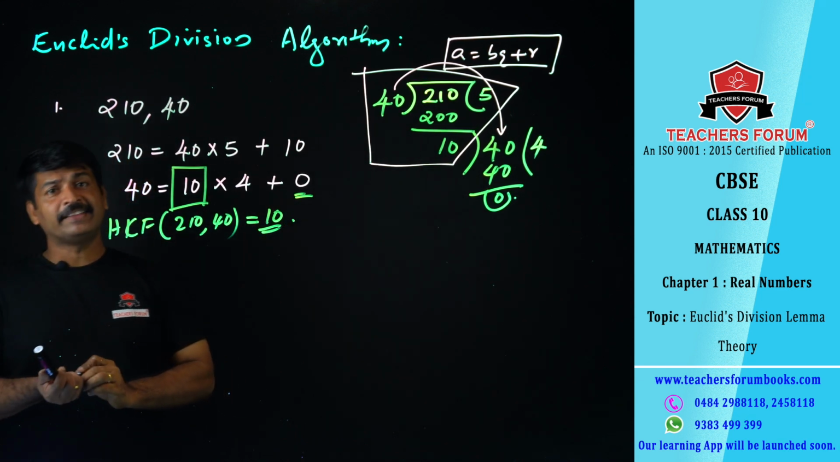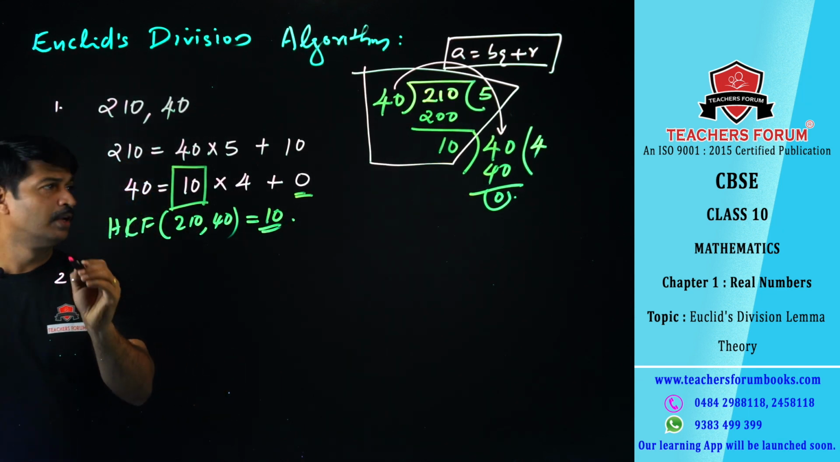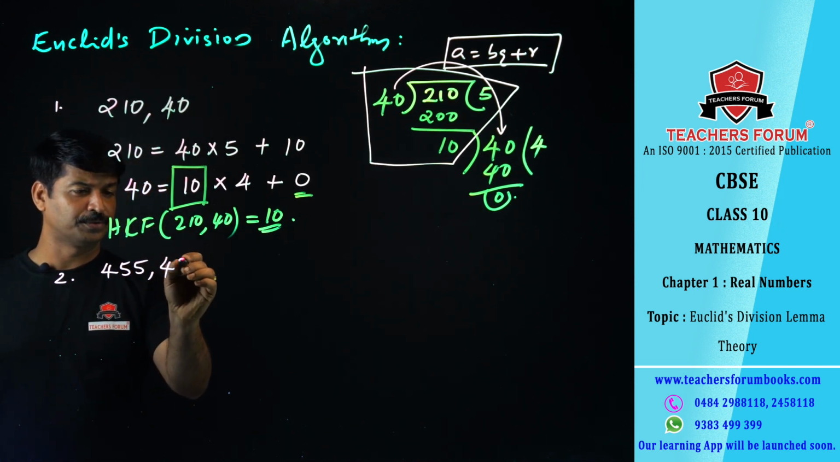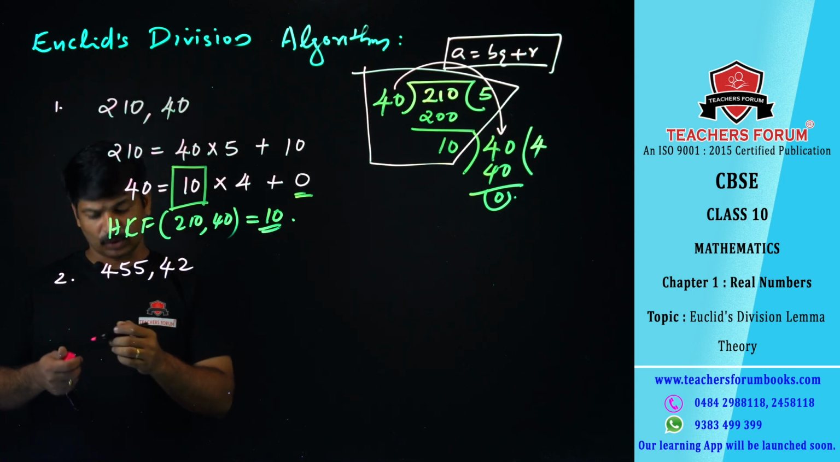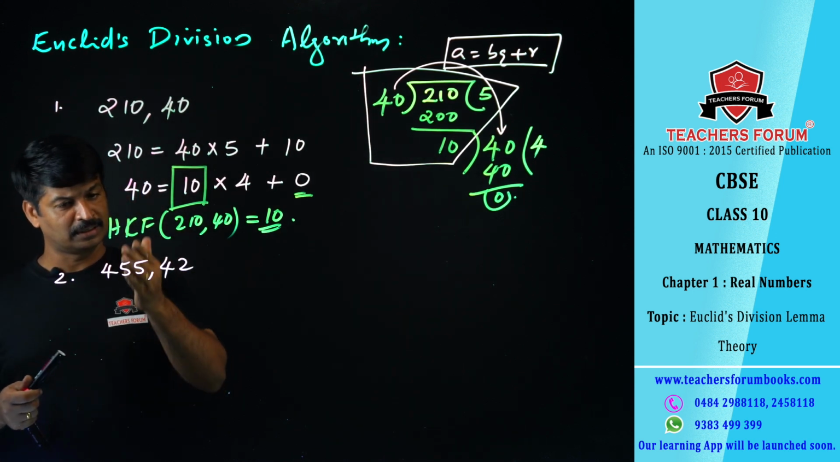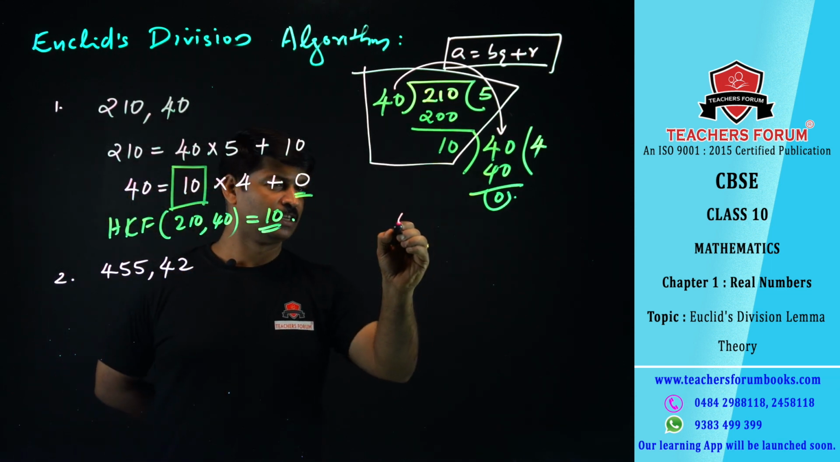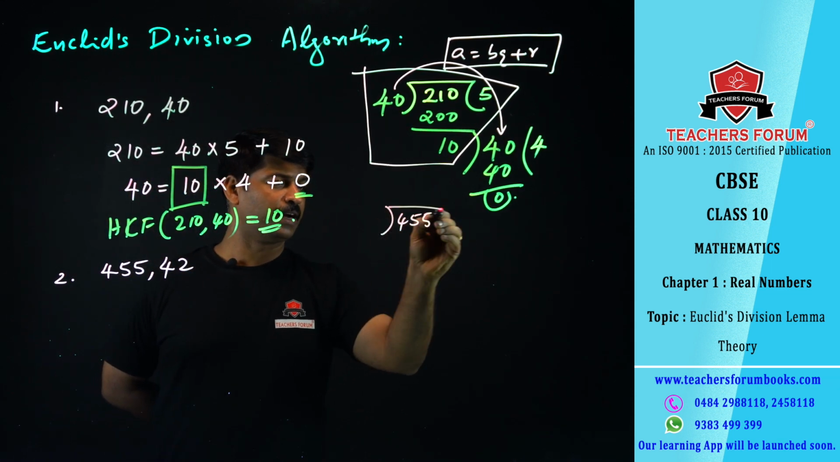Okay, now let us take another example. Let us take 455 and 42. We have taken two numbers. Which is the larger one? The larger one is 455. Now let us divide 455 by 42. Let us see what we get.